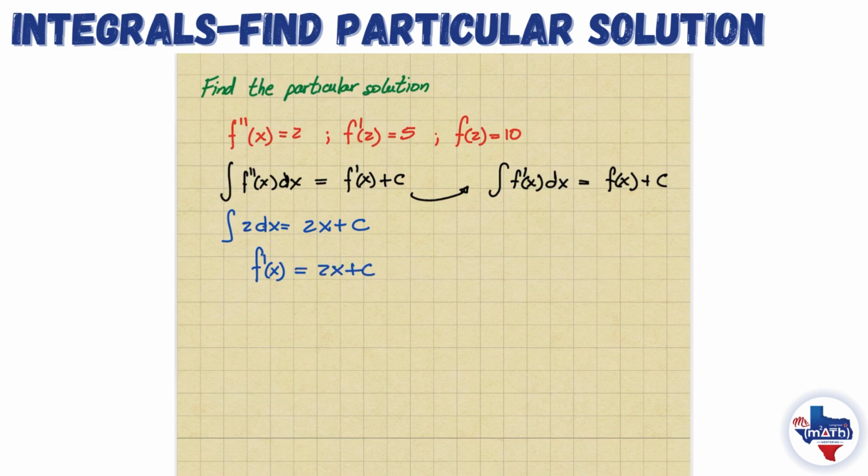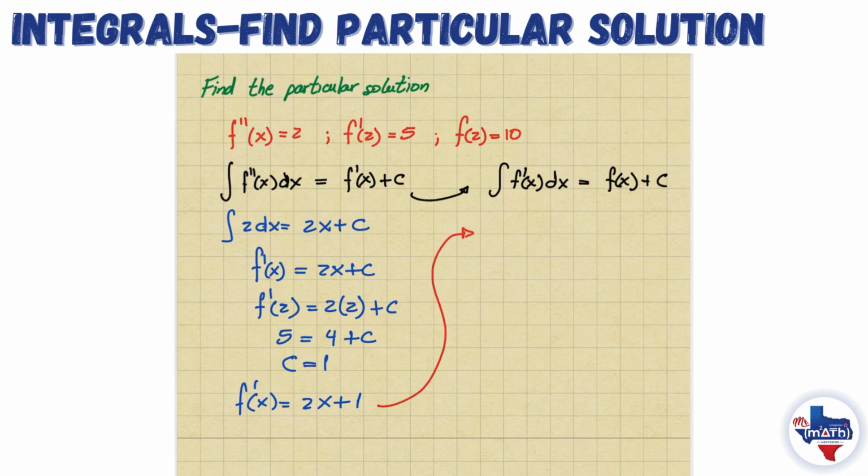We know that this first derivative evaluated on 2 should be 5, so let's evaluate that on 2. We'll have 2 times 2 plus c, and this is equal to 5. So this will be 4 plus c. Therefore, my first value of c is 1. So if we build the first derivative here, we'll have 2x plus 1. Okay? So with this information, with the first derivative, we're going to continue with the second part.